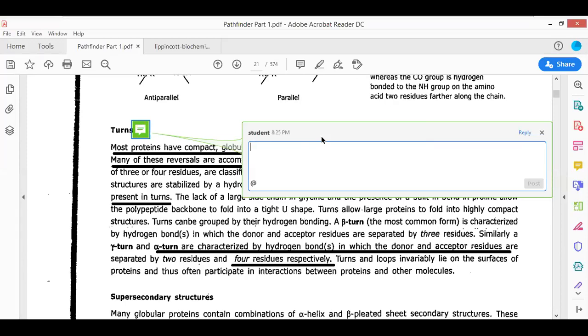So I'm writing here, turns. These are also called beta turns. Also referred to as hairpin turns, or they have been referred to as reverse turns. So these are the different names which are given for the turns.